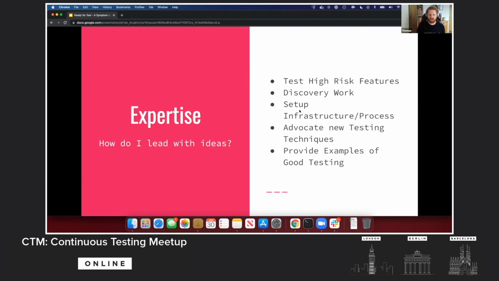You can do discovery work. So instead of checking requirements, you can be doing discovery work about how to better test in the future. And you can bring that learning back to the team. You can set up infrastructure and process. One thing I like to do with teams that I think a lot of teams struggle with is to help them improve their test environments, make them more stable, make them more reliable, so you can improve the quality of test results overall and help your team test faster and better.